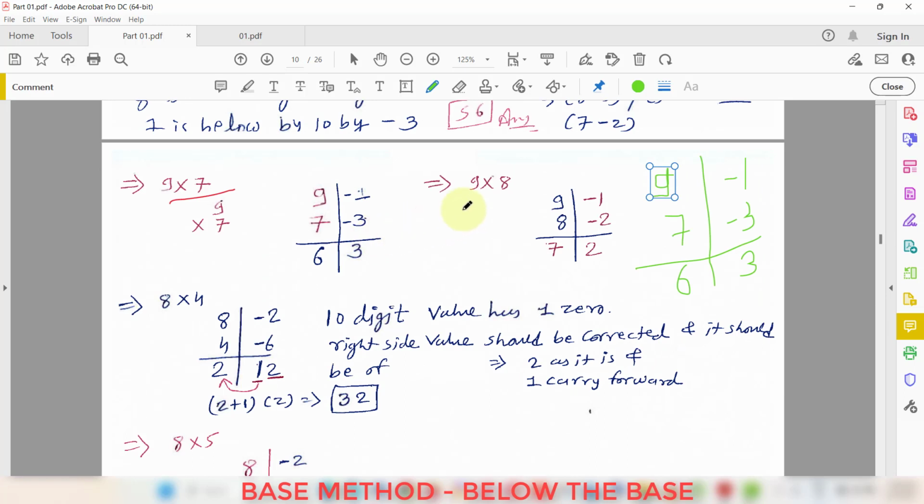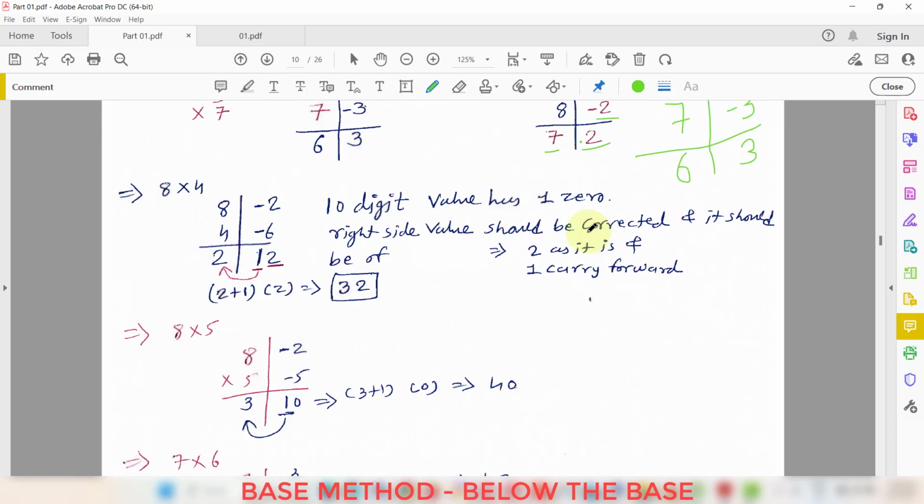Similarly, 9 times 8. You have to write 9 and 8. 9 is below 10 by how much? Minus 1. 8 is below 10 by how much? Minus 2. So 9 minus 2, that is 7. And minus 1 into minus 2, that is 2. So 9 times 8, that is 72.